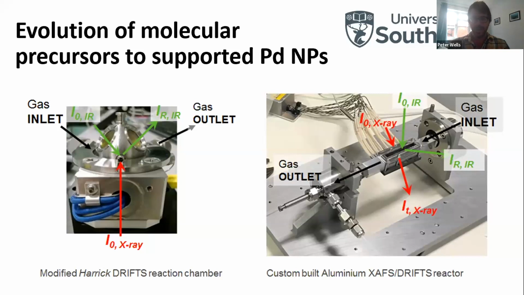And you can see on the screen here, there's two setups we have now. Initially, we have the conventional Harrick dome approach that allowed us to take IR and XAFS. And now we've progressed that to a spatially resolved system where we can look across a fixed bed profile at different axial positions and measure XAFS and IR at the same time. But this work was done on the initial case of the single point Harrick system.